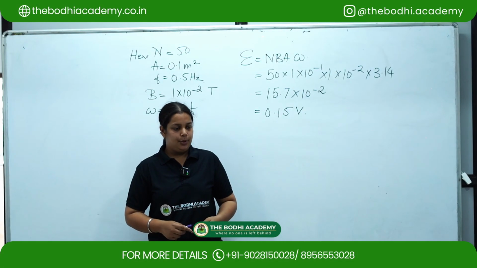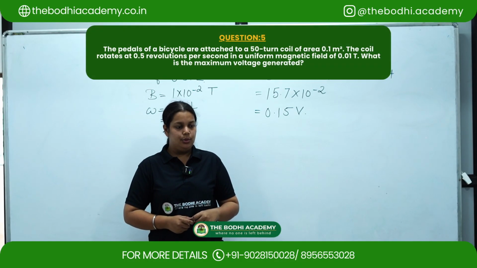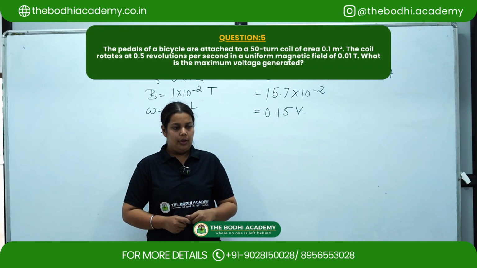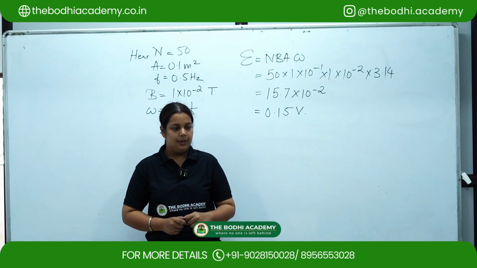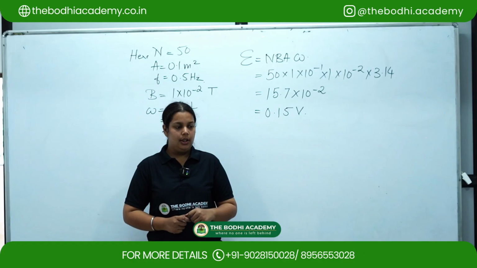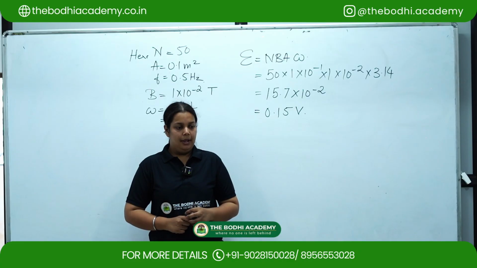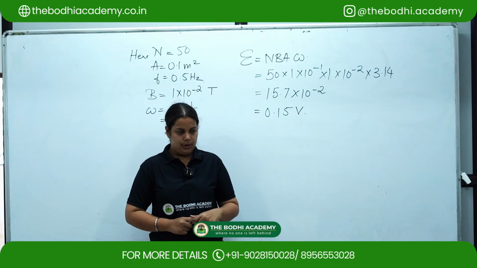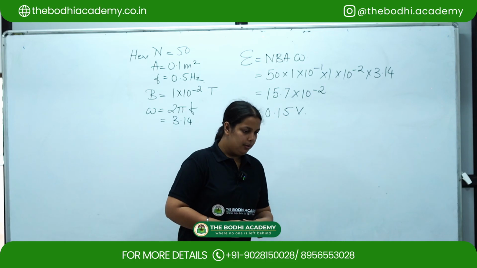Let's move on to the next question. The pedals of a bicycle are attached to a 50 turns coil of area 0.1 meter square. The coil rotates at half a revolution per second and is placed in a uniform magnetic field of 0.01 Tesla, perpendicular to the axis of rotation of the coil. What is the maximum voltage generated in the coil?